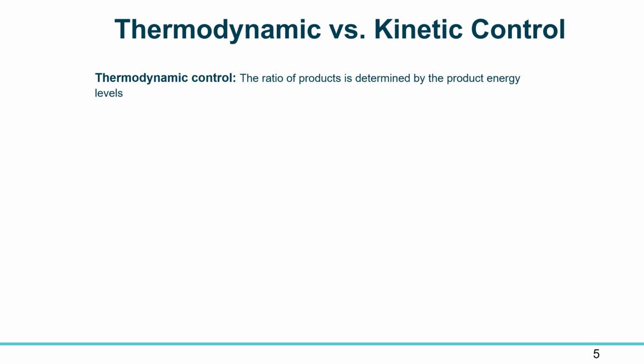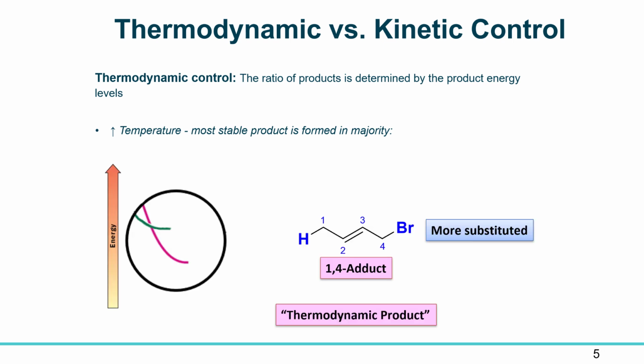We say that a reaction is under thermodynamic control when the ratio of products is determined by the product energy levels. At higher temperatures, there's sufficient energy to convert rapidly between 1,2 and 1,4 products, so the determining factor is which product is the most stable. In the case of our addition products, it will be the product which has the most stabilized and therefore most substituted alkene. This is most often the 1,4 product. We call the most stable product the thermodynamic product.